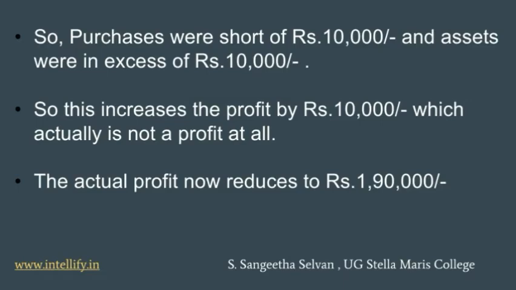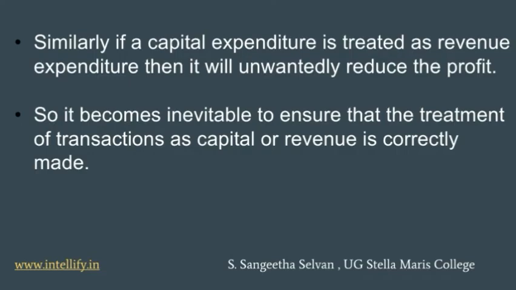So, when you treat a revenue transaction as a capital transaction, it unwantedly shows a hiked profit amount. Actually, the profit should have been only 1,90,000. But because of this mistake, the profit has been shown as 2 lakhs. Similarly, if a capital expenditure is treated as a revenue expenditure, then it will unwantedly reduce the profit, because you will be increasing your expenses by showing it as a revenue expenditure, and thus it will reduce the profit.